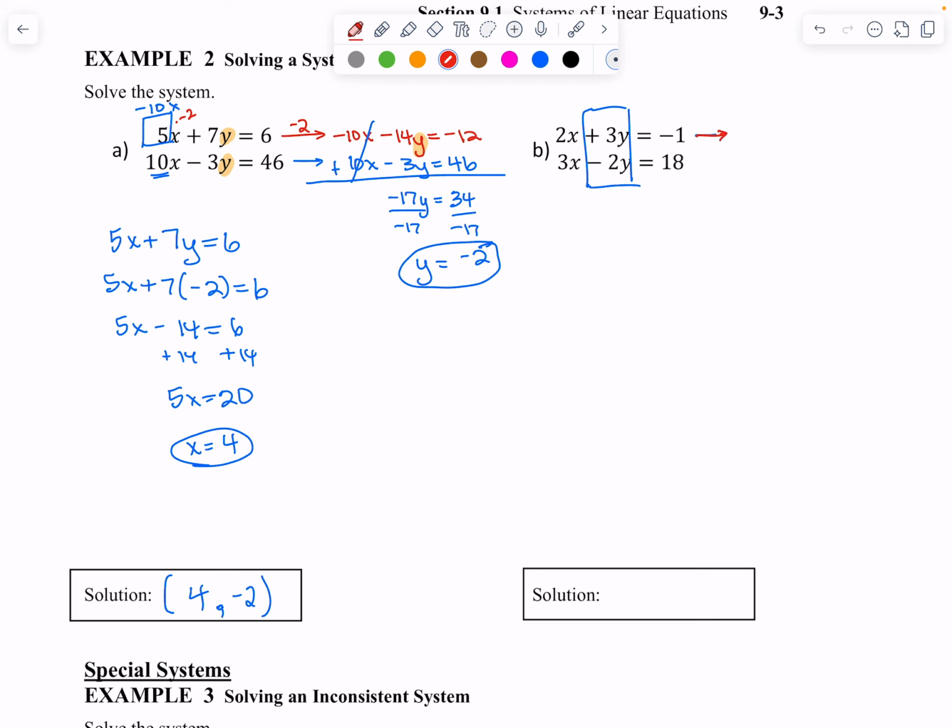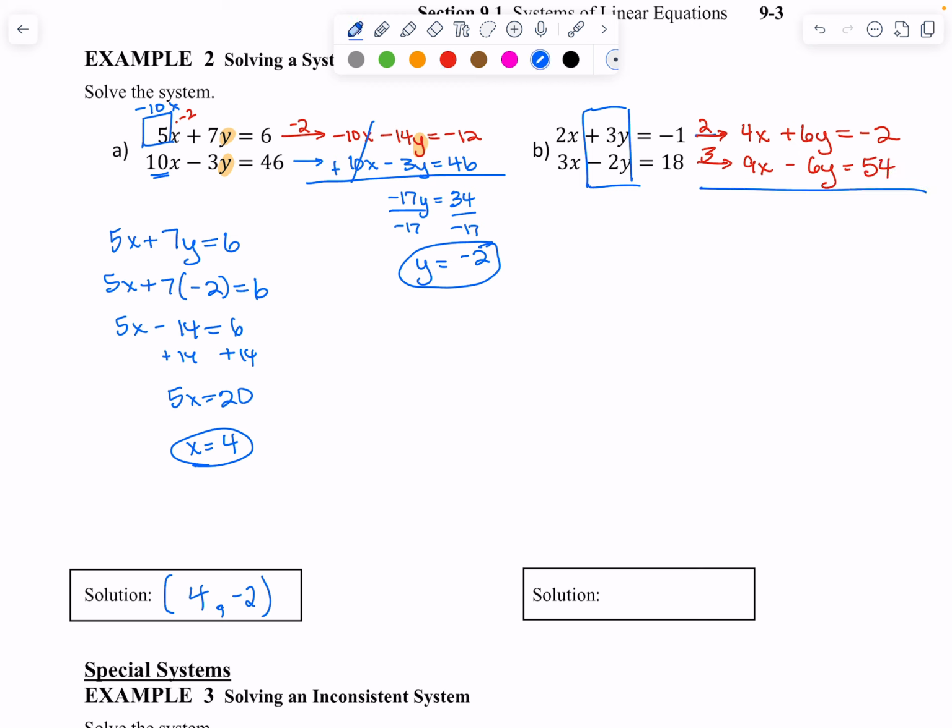If I multiply the top by 2, and that is everything in the top, the x, the y, and the constant, then I've got a 6 for my y, 6y. I want to have a -6y down on the bottom, so I would need to multiply that one just by a 3, not a negative, just by a 3. So I'll get 9x minus 6y is, let's see, 18 times 3 is 54.